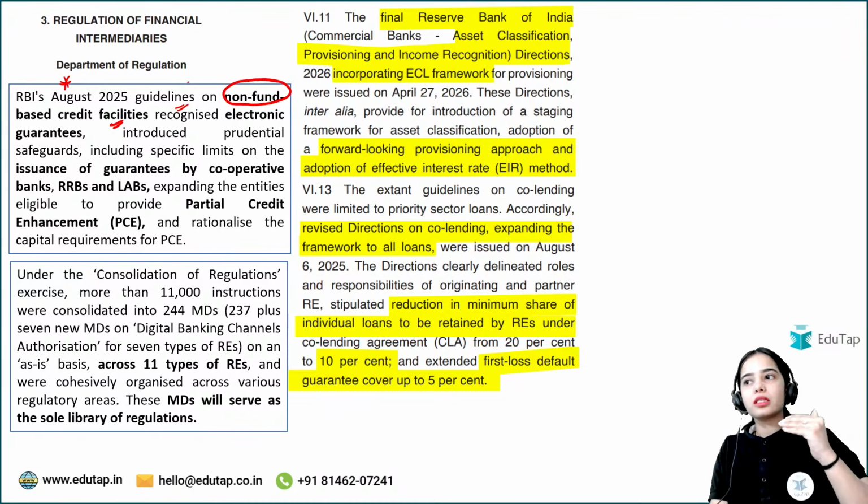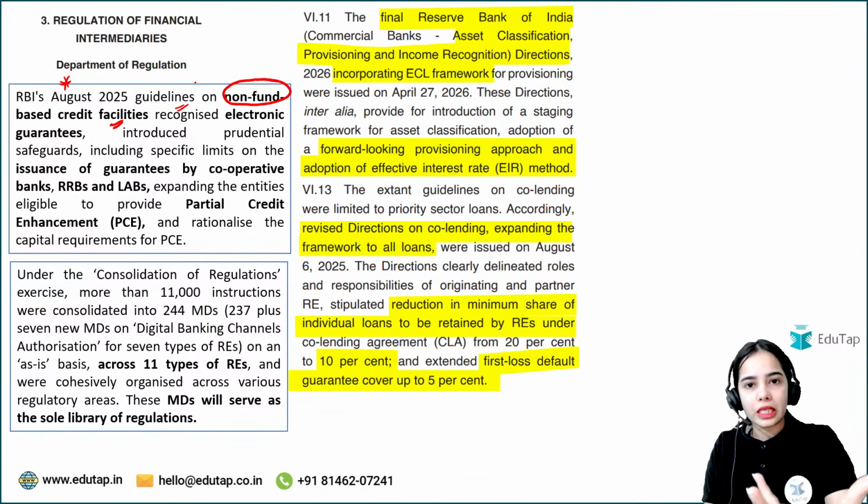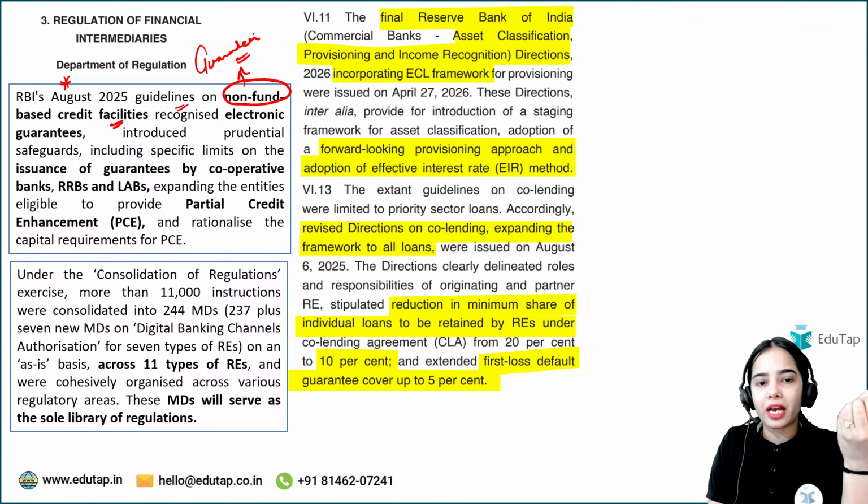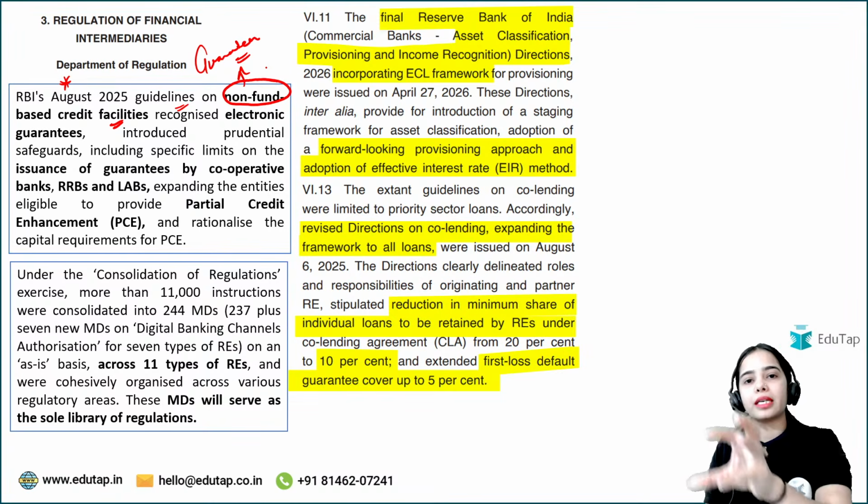Credit facilities means the banks are giving loans. So they are fund based, where the fund is being released. Okay? These are the fund based credit facilities. Non-fund based credit facilities means guarantees are being given by the bank on your behalf, or the letter of credit is being given. So these are the non-fund based credit facilities.